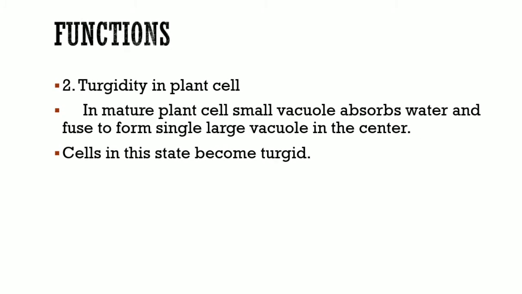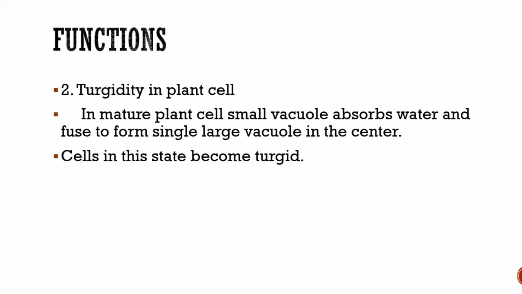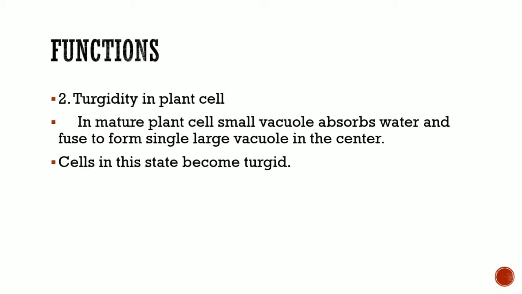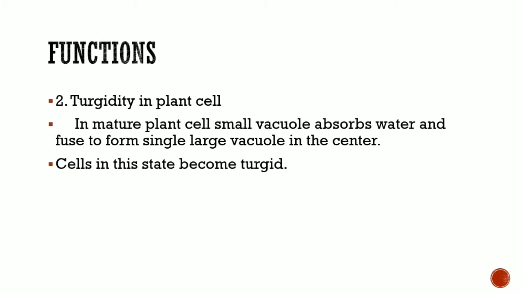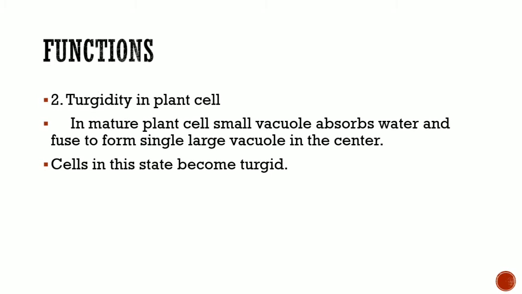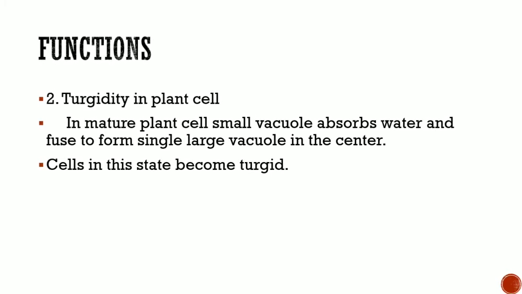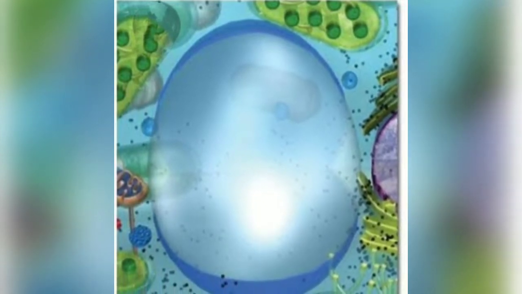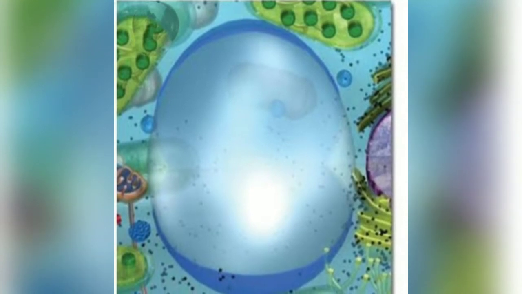Second function, it provides turgidity in plant cell. So first, what is the meaning of turgidity? Turgidity is the state of being swollen, especially due to high fluid content. That is, if more amount of water is absorbed by the plant cell, the cell becomes turgid or swollen. In mature plant cells, small vacuoles absorb water and fuse to form a single large vacuole in the center of the cell. In this state the cell becomes turgid.